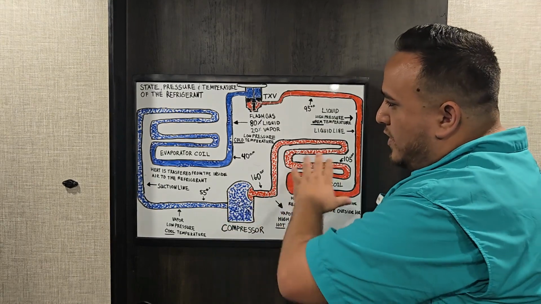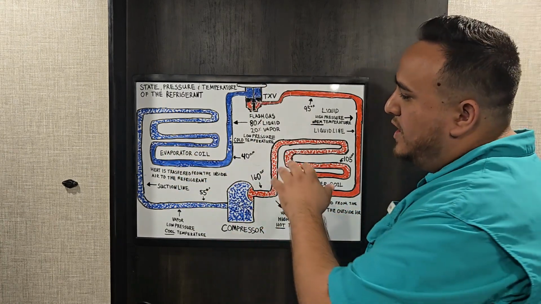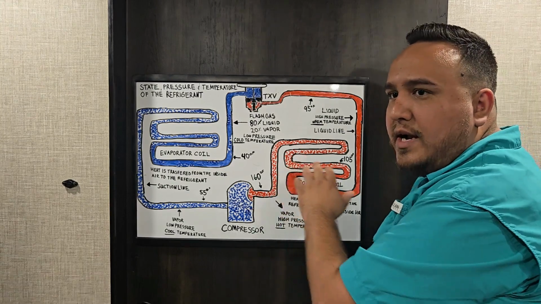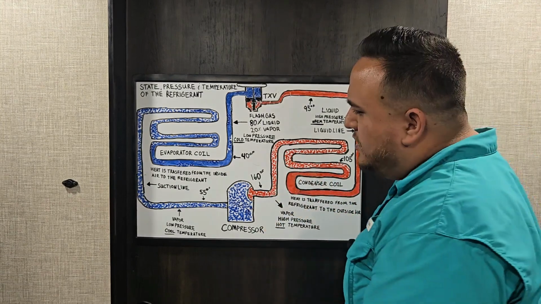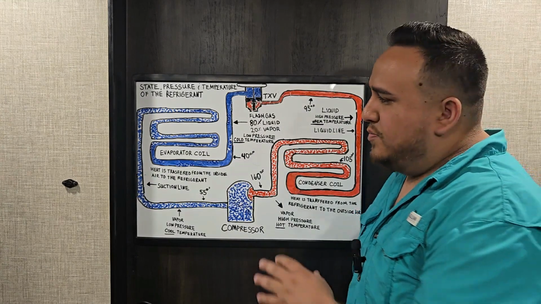So now we put all the pieces together. We have my saturation temperatures, we have the state of my refrigerants, my high pressure, low pressure, I have my high side, and I have my low side. As you can see here, this right here is the basic cycle of refrigeration put together.